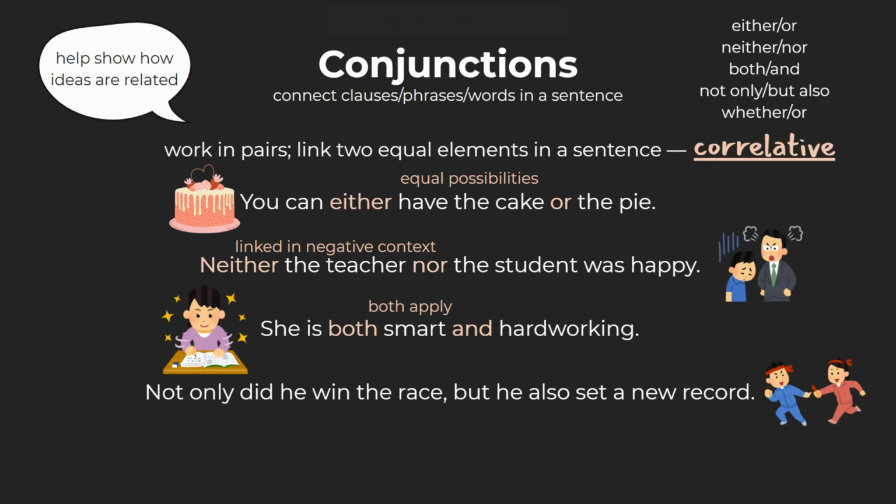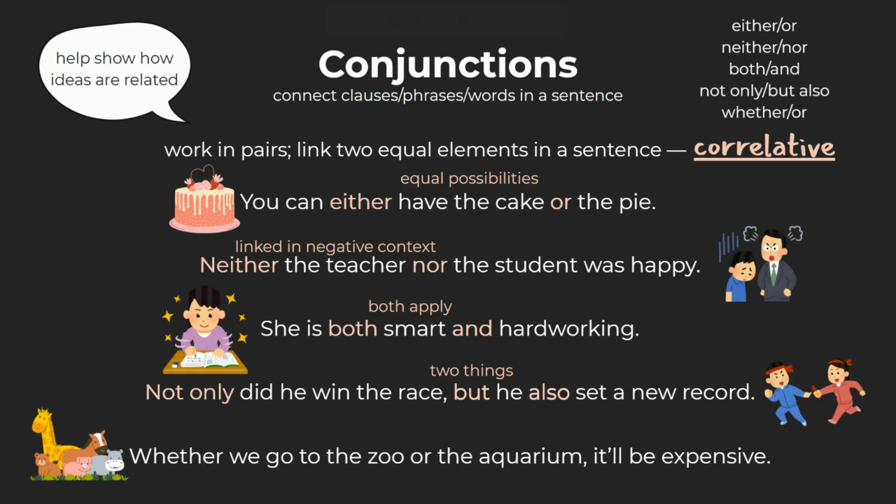Not only did he win the race, but he also set a new record. Not only, but also emphasizes the fact that he accomplished two impressive things, not just one. Whether we go to the zoo or the aquarium, it'll be expensive. In this example, whether or introduces two alternatives, but implies the outcome will be the same regardless.